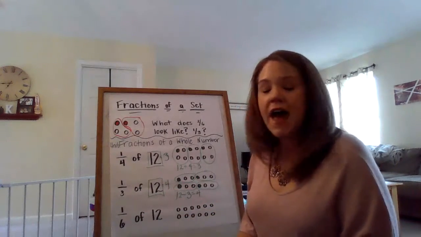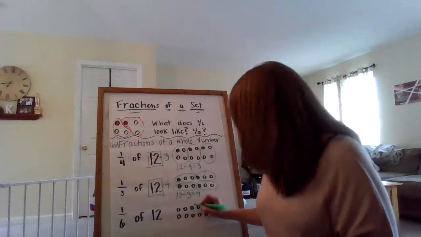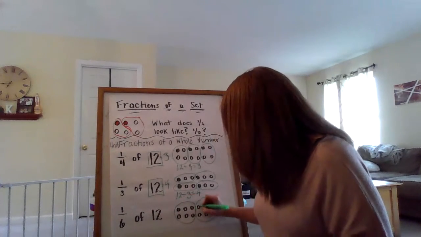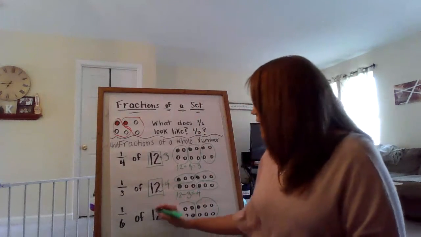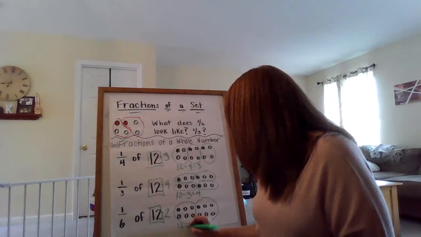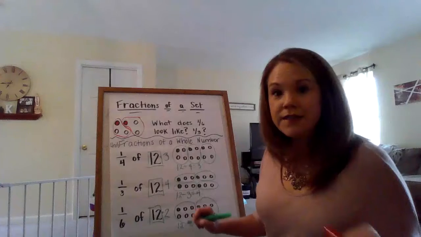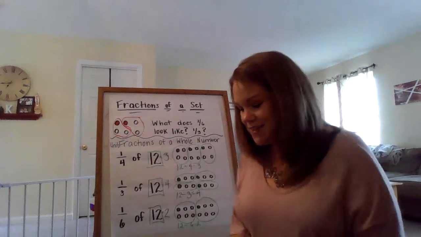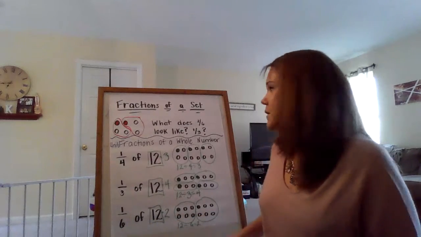Okay, so now we have 1/6 of 12. So I say to myself, okay, how many groups of 6 can I make? 1 and 1, right? So that means I'm going to shade 1 for every 6. So how many were shaded? 2 were shaded. Or I can take my whole number, 12, and divide it by the denominator of my unit fraction. 12 divided by 6. 6 times what is 12? 2. So that is how you're going to find unit fractions of a whole number. It's that easy. The only time it gets a little tricky is if your whole number is not divisible by the denominator.